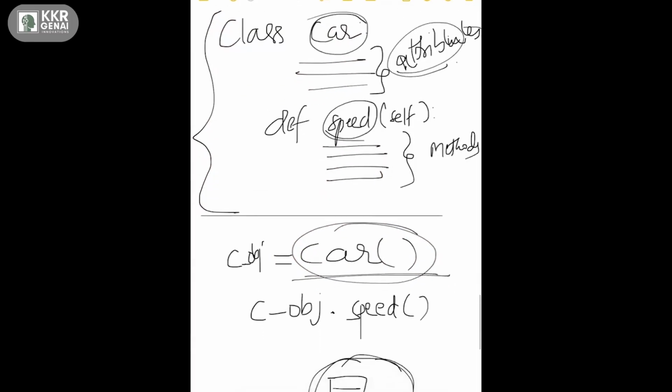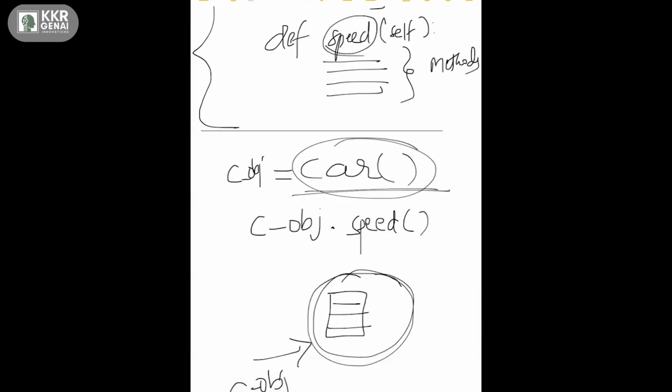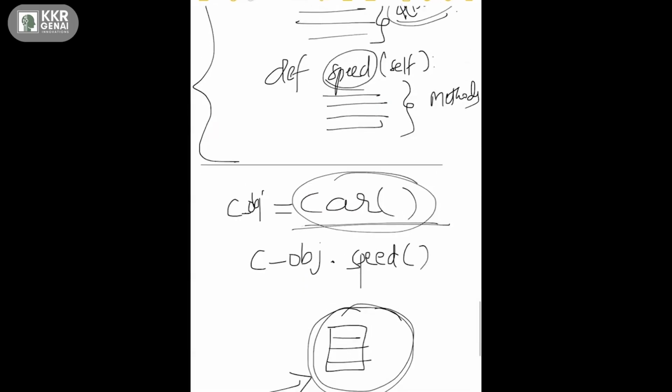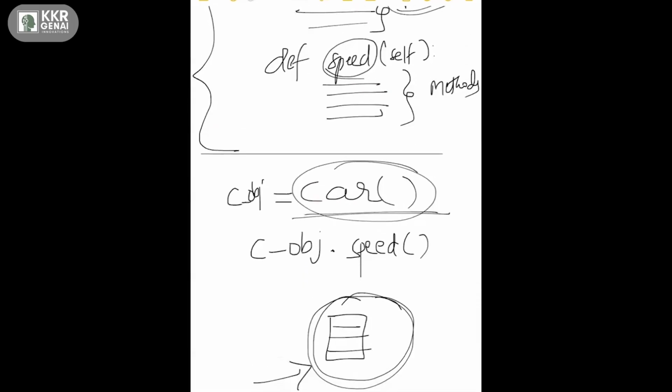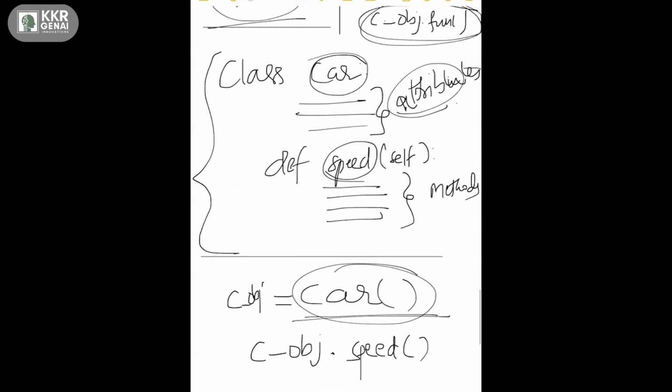So if I create an object, whatever memory my object needs, that memory will be created, and then an object reference will be assigned to this object, and then the constructor will be invoked. So these are the three things that happen whenever you create an object for a class.